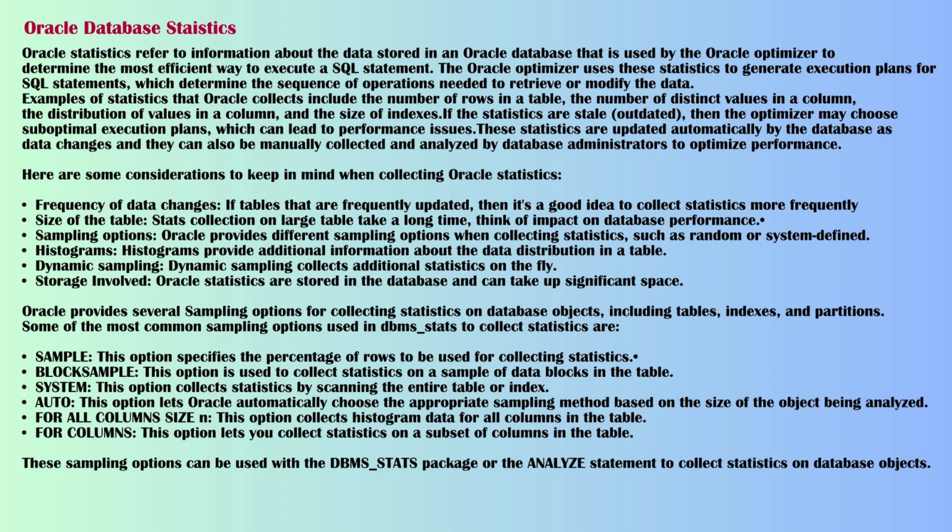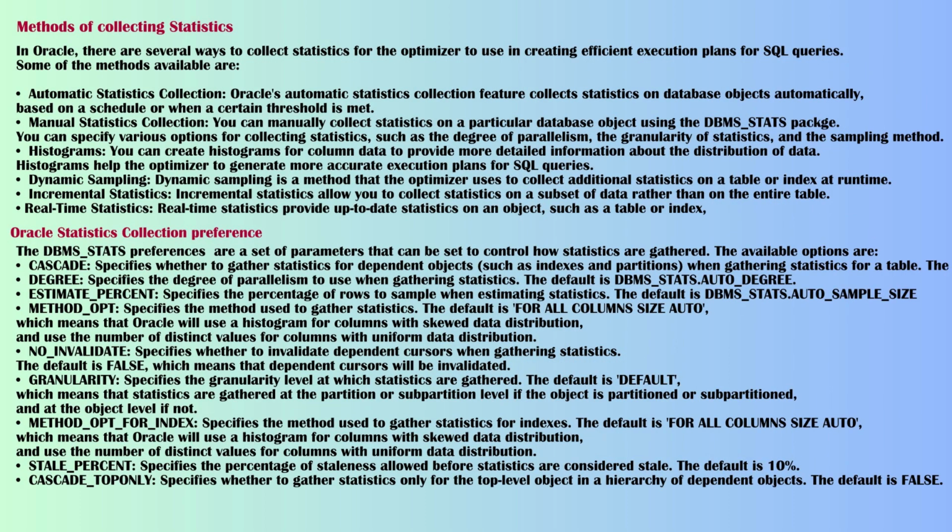There are several ways to collect statistics for the optimizer to use in creating efficient execution plans for SQL queries. Some of the methods available are: automatic statistics collection. Oracle's automatic statistics collection feature collects statistics on database objects automatically, based on a schedule or when a certain threshold is met. Manual statistics collection. You can manually collect statistics on a particular database object using the dbms_stats package. You can specify various options for collecting statistics, such as the degree of parallelism, the granularity of statistics, and the sampling method.